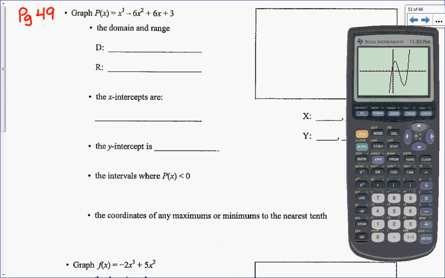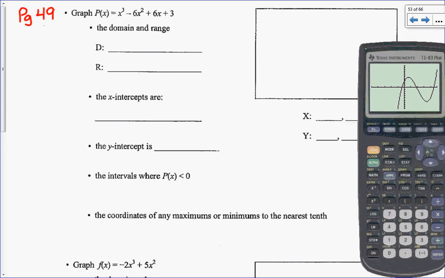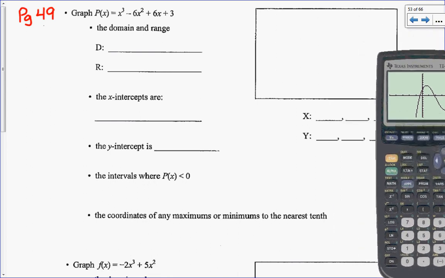All right, I'm just going to adjust my window because right now I would like to see a little bit closer on my x-axis. So I'm going to adjust it to -5 as my minimum, and +5 as my maximum, and see if I can get a little bit closer up so that it's a little bit easier to read what my x-intercepts are. Okay. Let's draw a sketch of that.